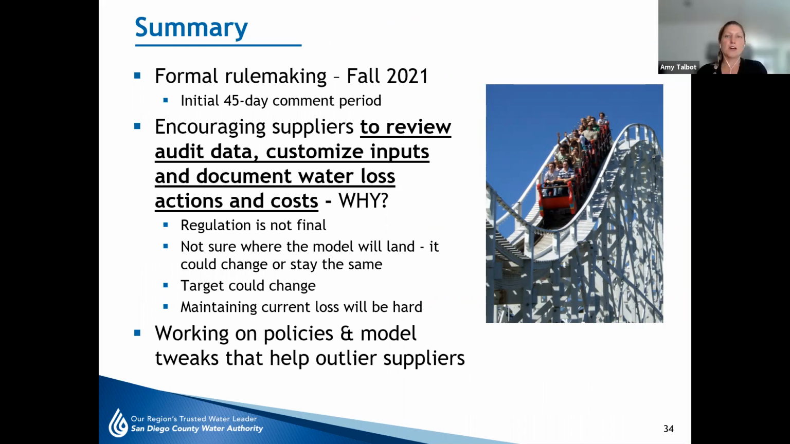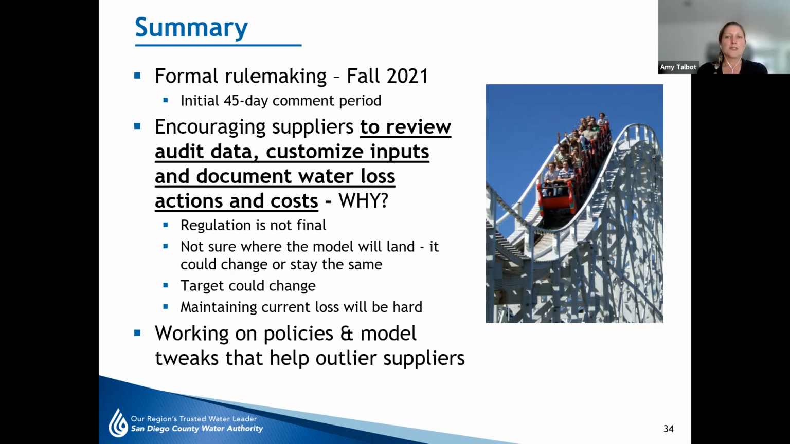Okay, so summing up, that was a lot of information, but where are we at now? Formal rulemaking is set to start maybe this fall. We're hoping this fall, but we're not sure. There's an initial 45-day comment period, but it can last up to 365 days. I highly doubt that's going to happen, but you never know.